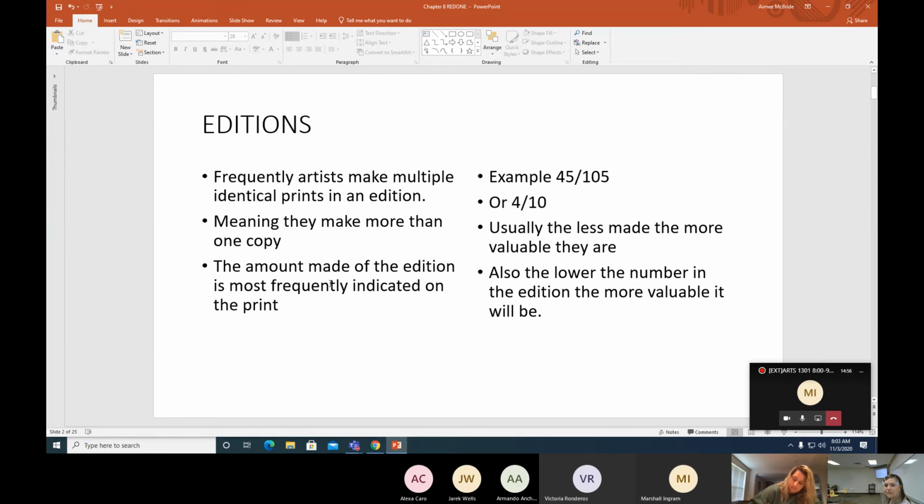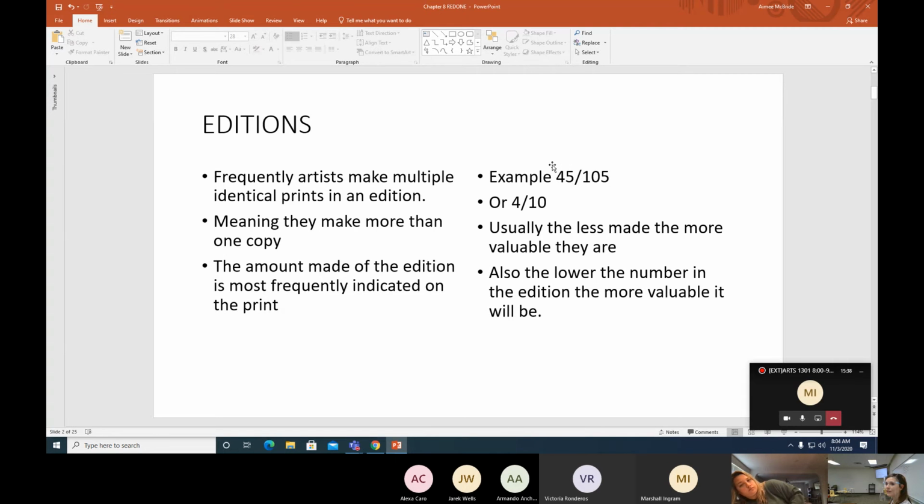The amount of copies made is indicated in the edition number on the print. An edition number tells us how many copies there are and what copy that is in the set. For example, if we saw a 45 over 105, that would tell us there are 105 copies, and this is the 45th copy. Or if we saw 4 over 10, we would see that there are 10 copies, and this is the 4th copy of the 10. The lower your number of copies, once again, the more valuable it's going to be because it's considered limited edition.